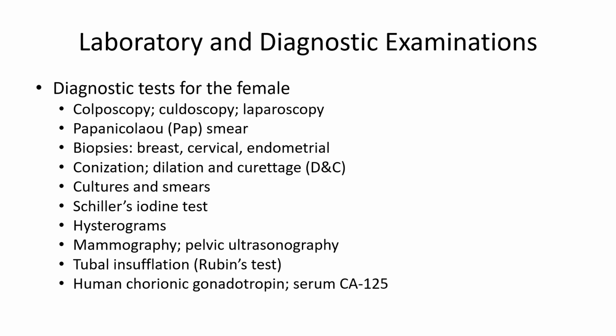A speculum is going to be inserted into the vagina. And then a colposcope, which is just a microscope that visualizes the vaginal walls and the cervix, is going to examine those areas from the opening of the vagina. It can look and assess for the tissue color, any lesions, any vascular conditions can be observed, specimens can be taken. And the procedure is usually not done during menstruation.